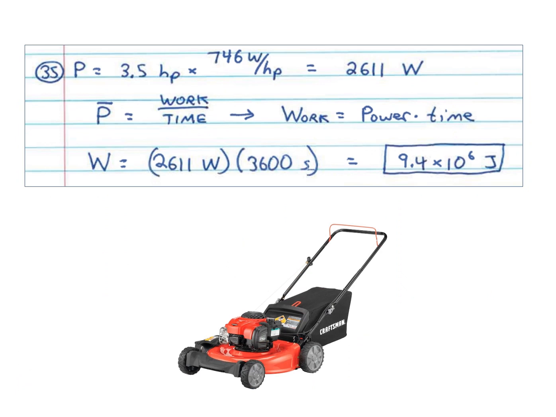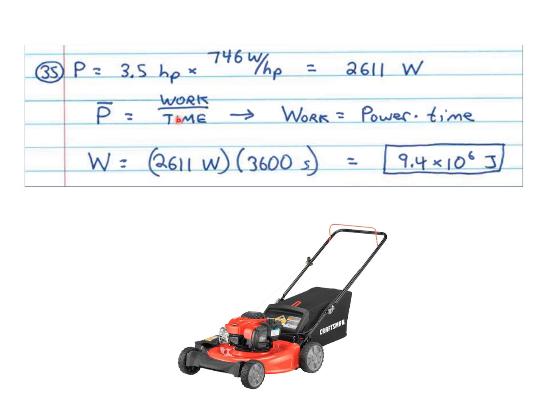Number 35. How much work can a 3.5 horsepower lawnmower engine do in 1 hour? Well, we're given power is 3.5 horsepower. Let's translate that into MKS units, meaning watts. And 1 horsepower is 746 watts. So we'll do that conversion, and we get 2611 watts.